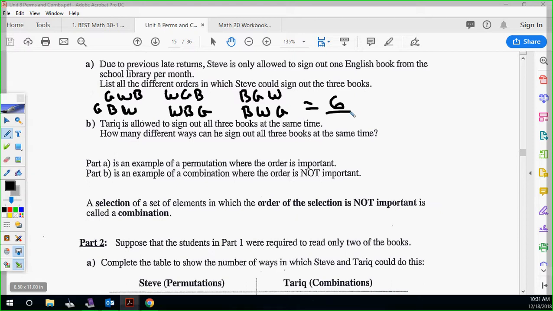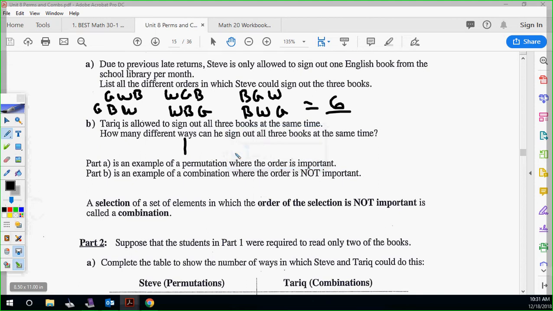Tariq's allowed to sign out all 3 books at the same time. How many different ways can he do that? 1. If you check them all out, they're all out. The order doesn't matter of how you do that. That makes sense? Because if he can check all 3, it doesn't matter the order he picks them because he's getting all 3 of them checked out.